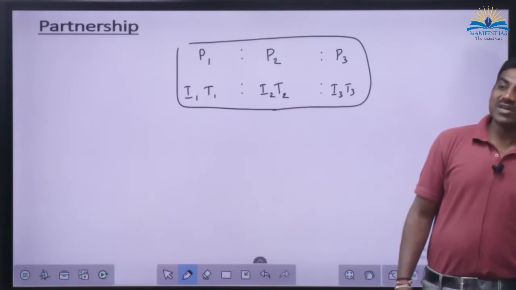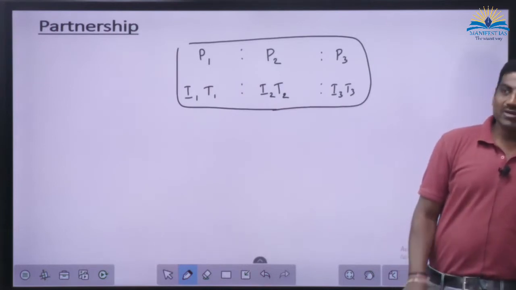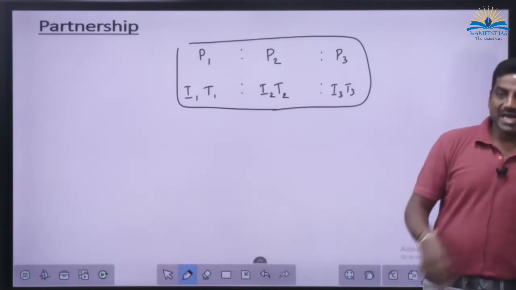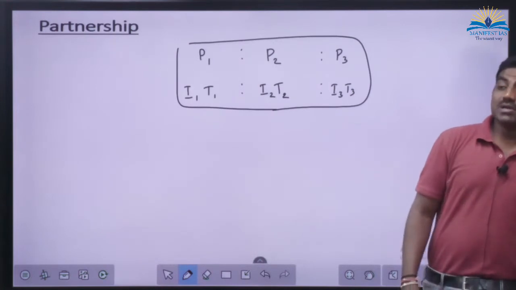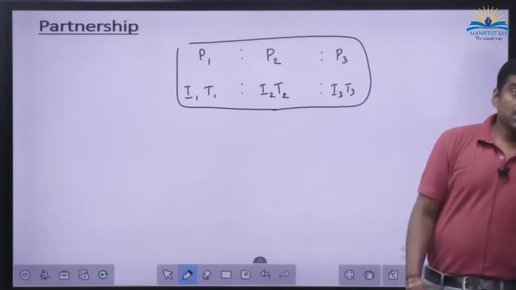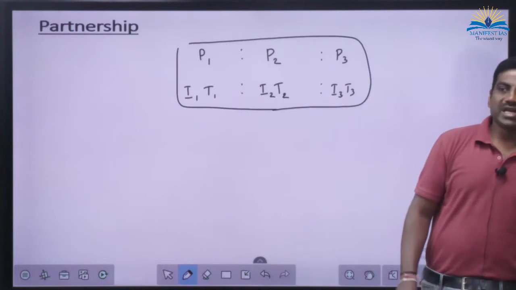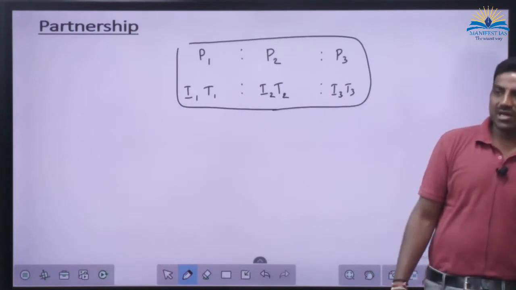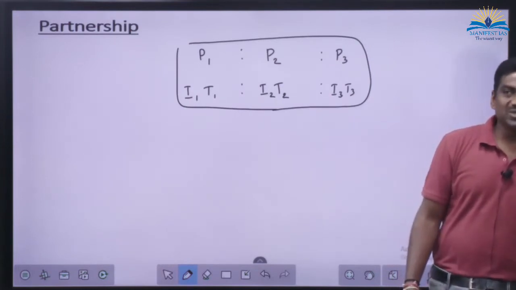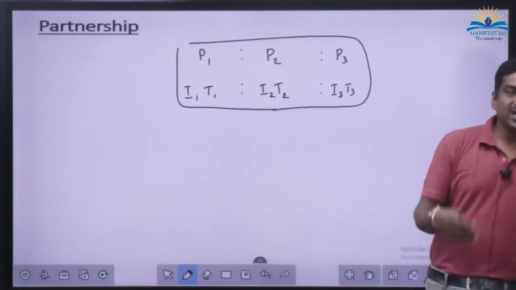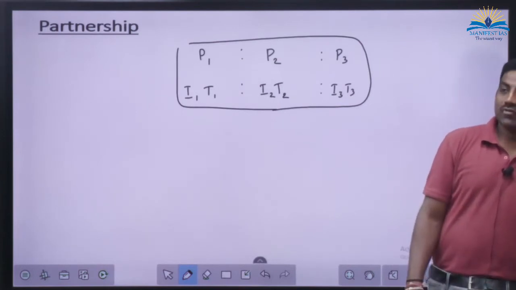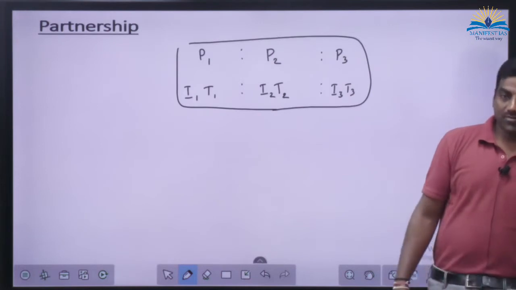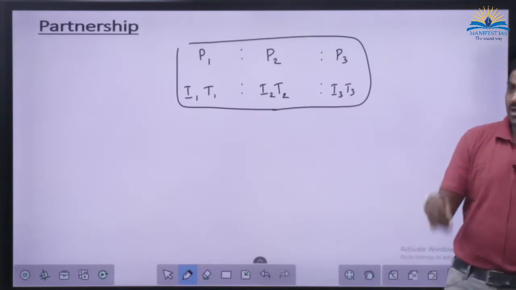There can be n number of examples because your investment would vary, your time period would vary. Similarly, I can bring in more partners, more than 2, more than 3. And with respect to the investment they have made, I can give you different data. Also, the time period for which they have made the investment would vary.